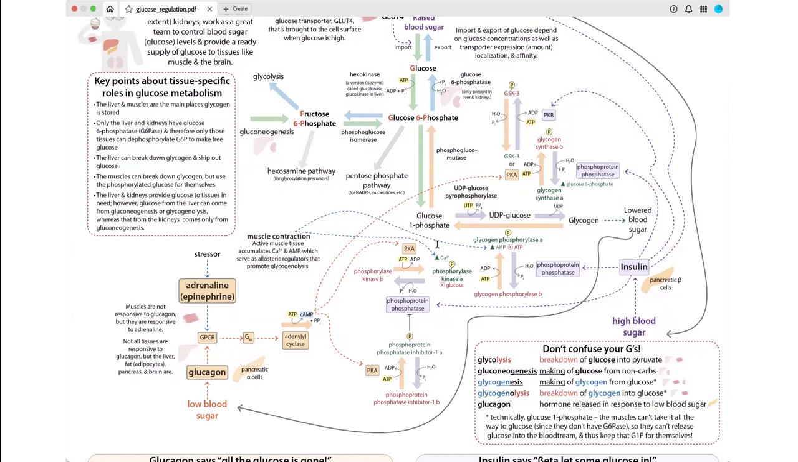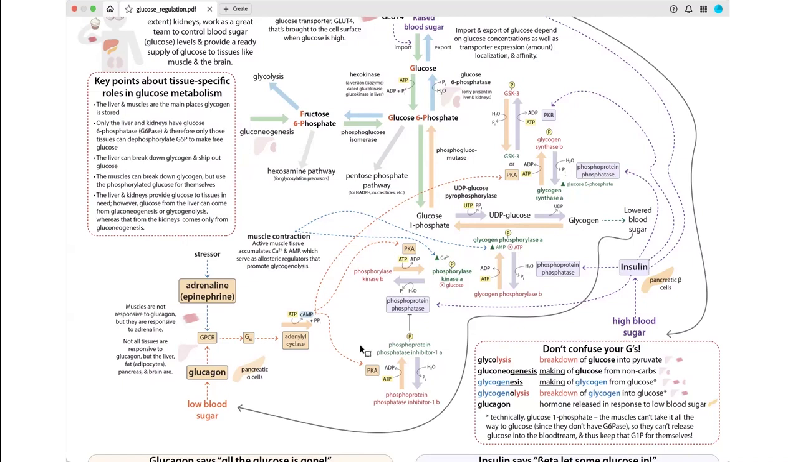PKA is also going to activate phosphorylase kinase, which phosphorylates glycogen phosphorylase and activates it. Insulin is going to activate a phosphatase that's going to be able to reverse the actions of both of these. So phosphoprotein phosphatase removes the phosphorylation from our glycogen synthase and activates it. It removes the phosphorylation from our glycogen phosphorylase and inactivates it, and it removes the phosphorylation from the phosphorylator of glycogen phosphorylase, that is our phosphorylase kinase, and inactivates it.